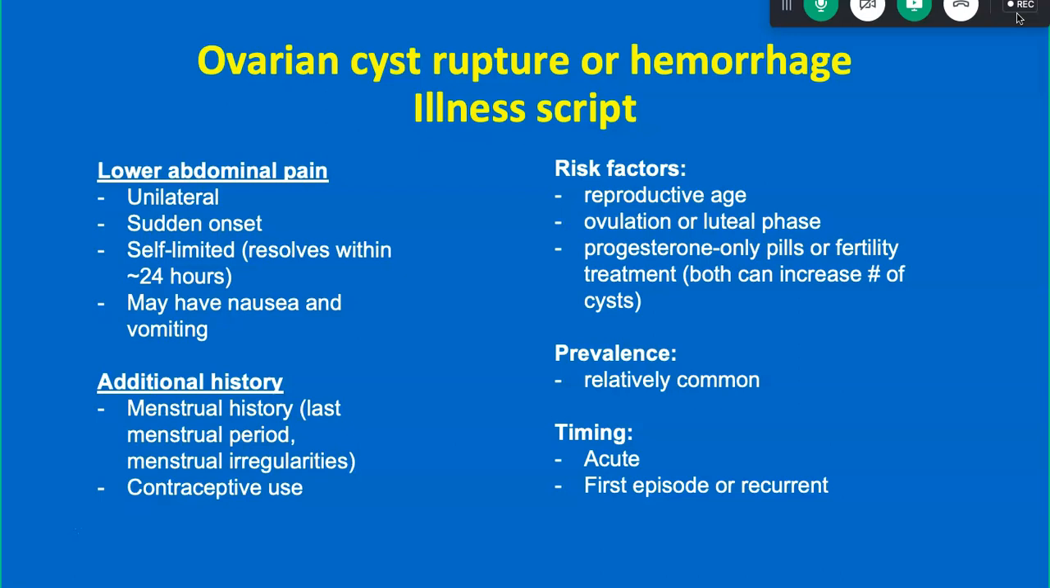Anything that increases their number of ovarian cysts, such as progesterone-only contraceptive pills, or if they're undergoing fertility treatments, will also increase their risk of having ovarian cysts, and so they're more likely to have a painful ovarian cyst rupture. This is a pretty common diagnosis, one of the most common for patients with this kind of pain who fall into women of reproductive age, and this is going to be, again, acute pain. It can be their first episode. They can also have past episodes of this.